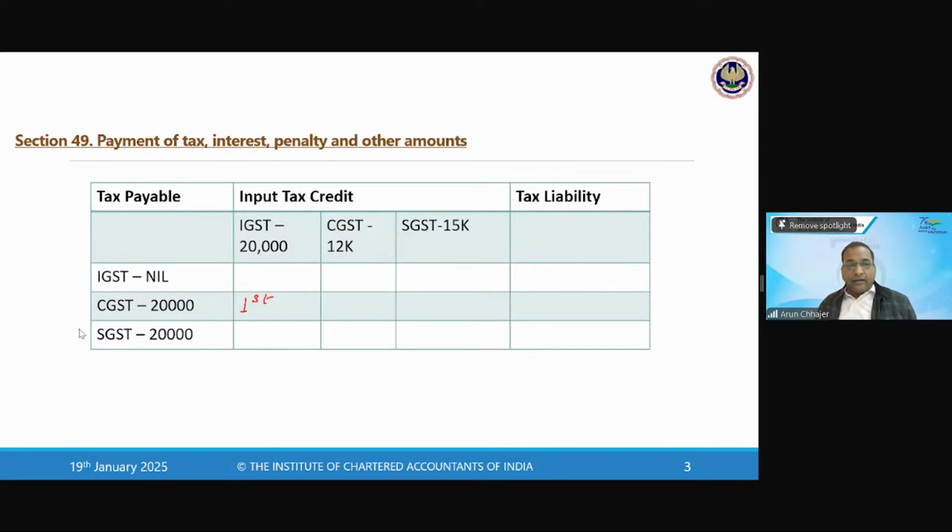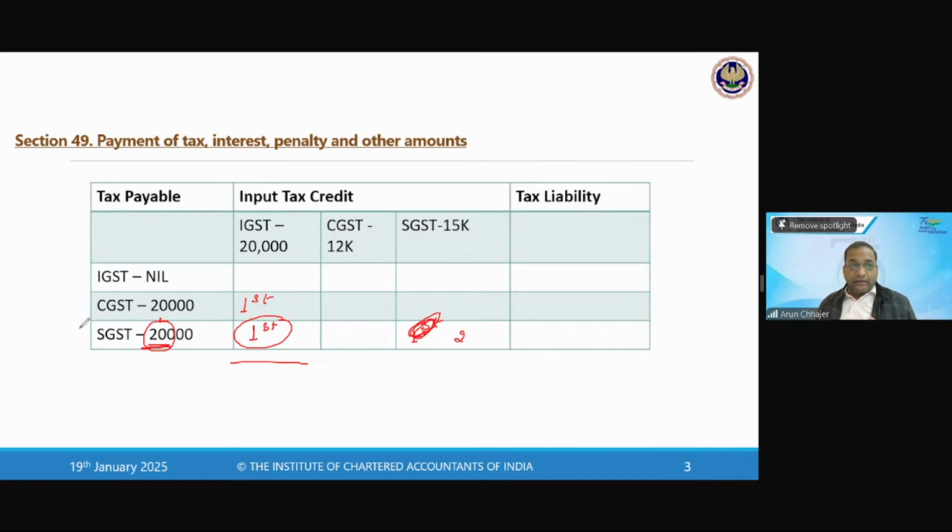Now, similarly, to discharge the liability of SGST, which head I will use first? CGST, SGST or IGST? Tell me, to make the payment of the SGST, which head I will use first? IGST or SGST? Again, answer is first IGST and it will be the second.